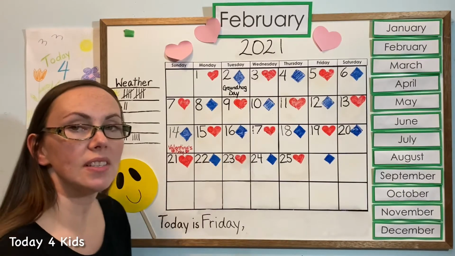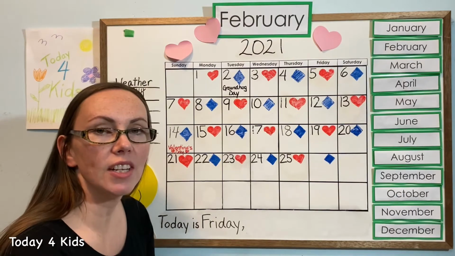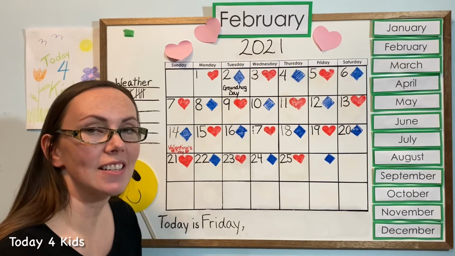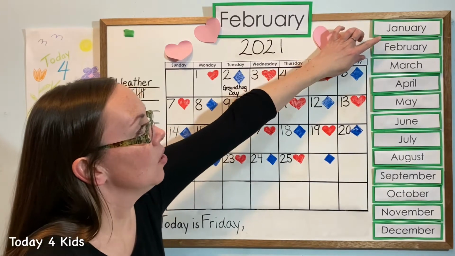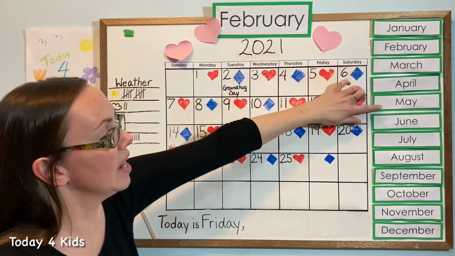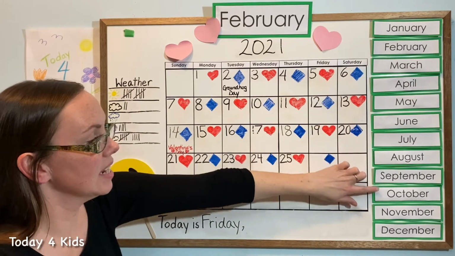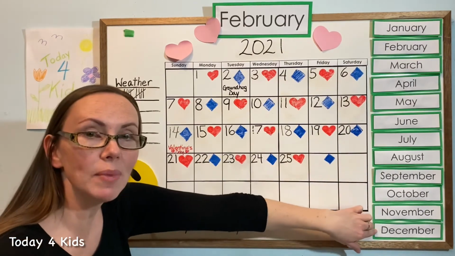And the next word is the month. Do you remember how many months there are in the year? I hear really good guesses. Let's count them together and see if we're correct. Are you ready? Count them with me. 1, 2, 3, 4, 5, 6, 7, 8, 9, 10, 11, 12. 12 months in the year.